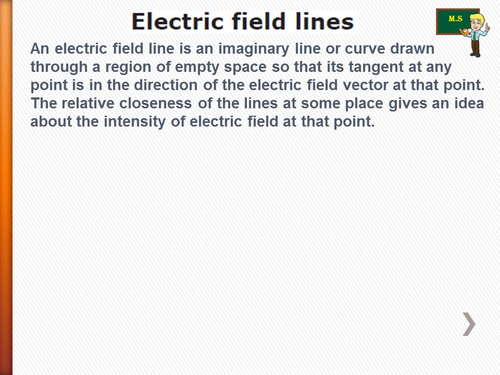Now we are going to see the topic electric field lines. The electric field line is an imaginary line or curve drawn through a region of empty space so that its tangent at any point is in the direction of the electric field vector at that point. The relative closeness of the lines at some place gives an idea about the intensity of the electric field at that point.